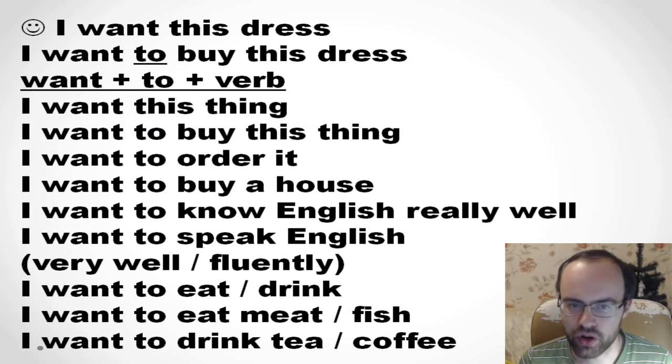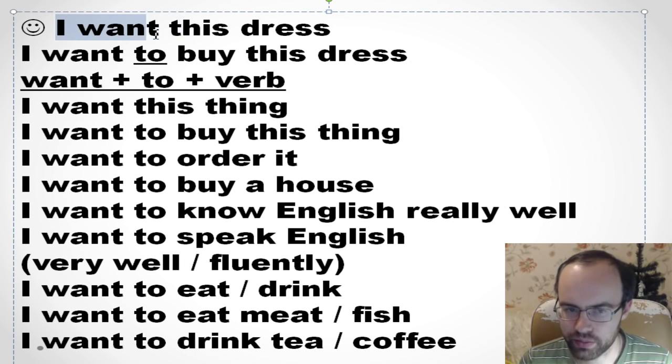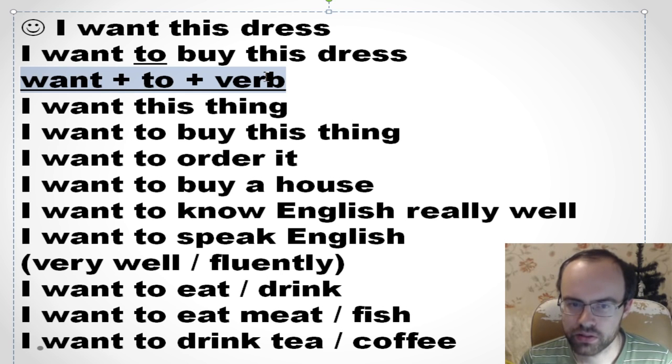Okay, and we are going to talk about this structure, I want. For example, I want this dress. So we say I want something. If you have a verb with want, you use to. I want to buy this dress. Please remember this structure. Want plus to plus verb. I want this thing. So we want something, but I want to buy this thing.